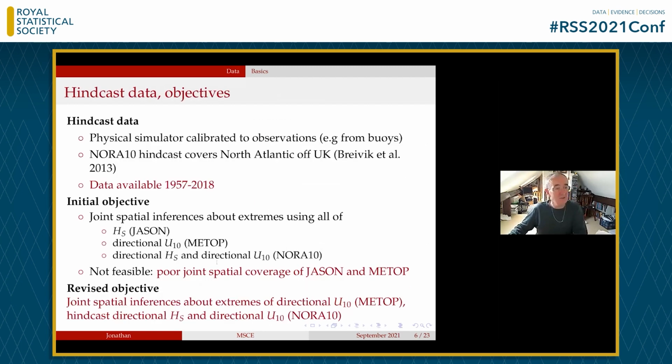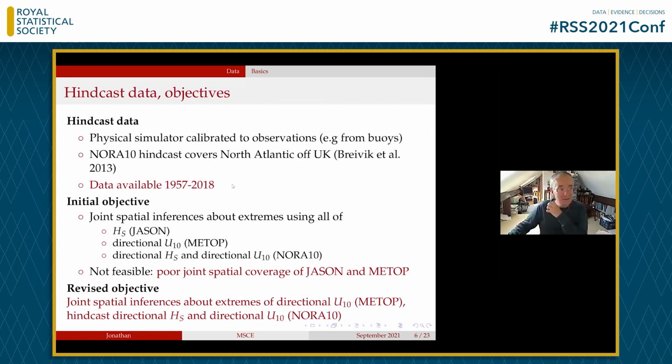We're also going to look at hindcast data. What's a hindcast? A hindcast is a physical simulator of the ocean environment, and again it's calibrated to observations, typically buoys. We're going to look at one hindcast in particular, which is NORA 10, and this covers the Northeast Atlantic. Data is available for a much longer period for these hindcasts.